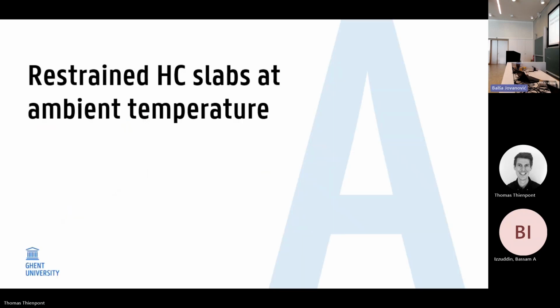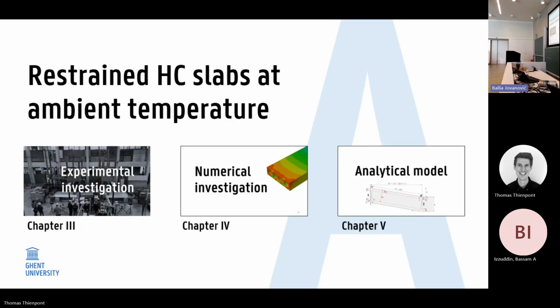So that's basically the introduction. And then my PhD itself basically consists of 3 parts, which I will now discuss in more detail. The first part, conveniently named Part A, deals with restrained hollow core slabs at ambient temperature. Fire part will come later. This first part consists of 3 chapters, chapter 3, 4, and 5 in the book. And the first one is an experimental campaign, and I will start with that one.